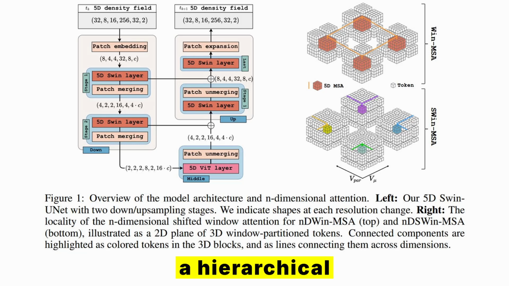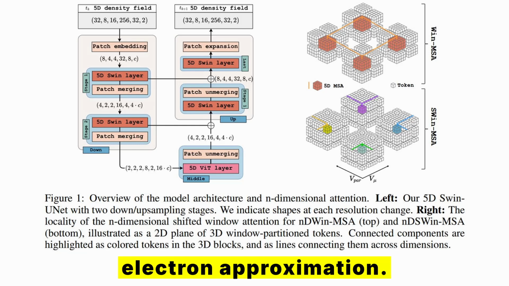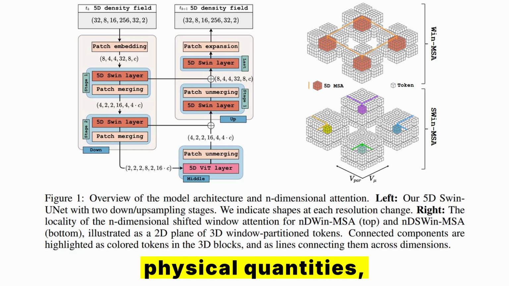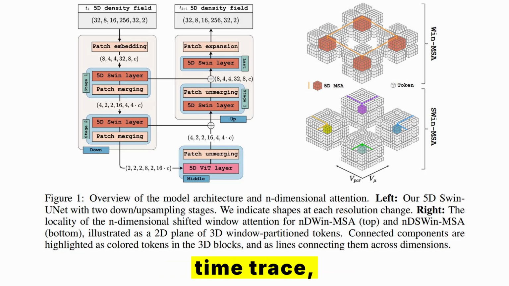The authors extend a hierarchical vision transformer to 5 dimensions and train it on the 5D distribution function for the adiabatic electron approximation. They demonstrate that their model can accurately infer downstream physical quantities, such as heat flux time trace and electrostatic potentials for single-step predictions, 2 orders of magnitude faster than numerical codes.